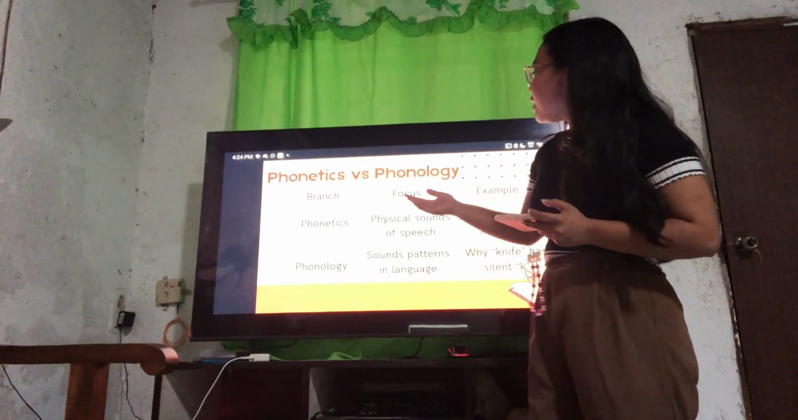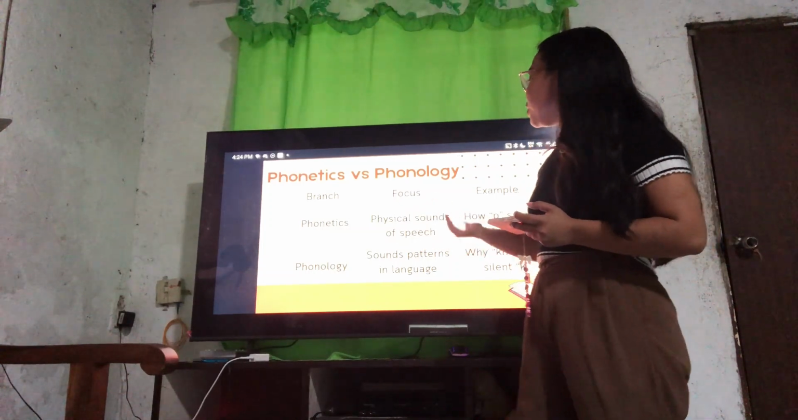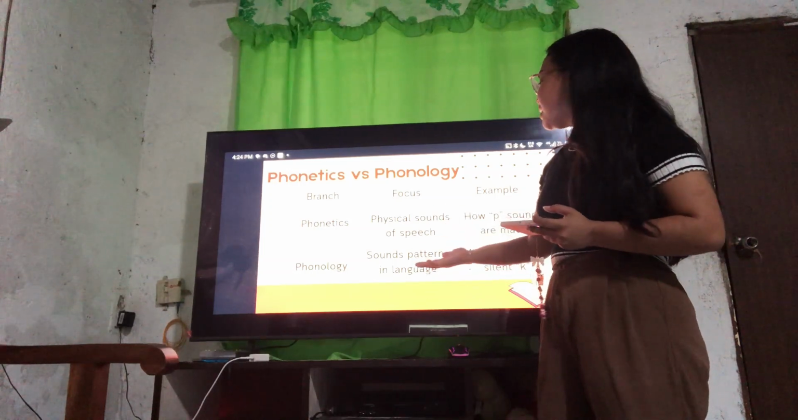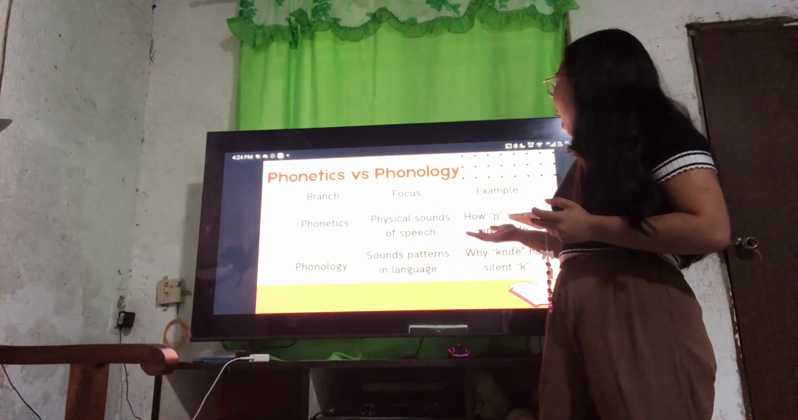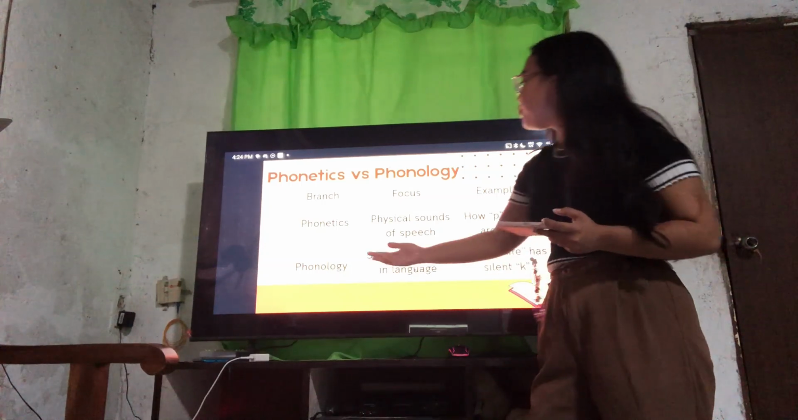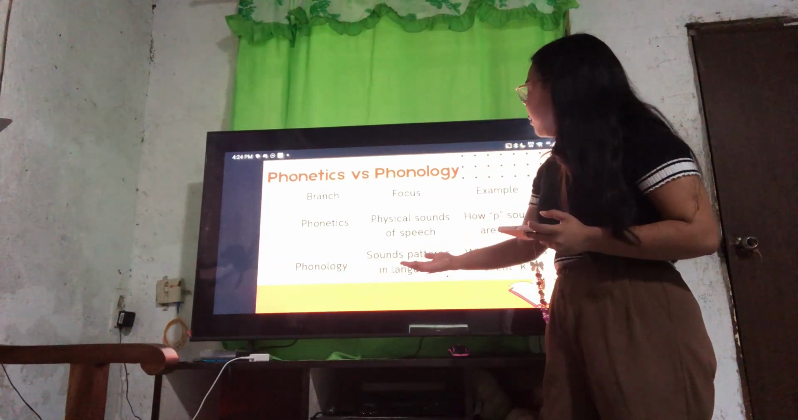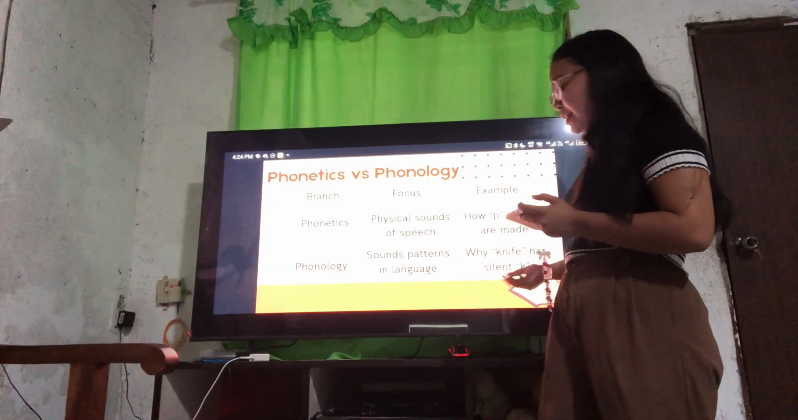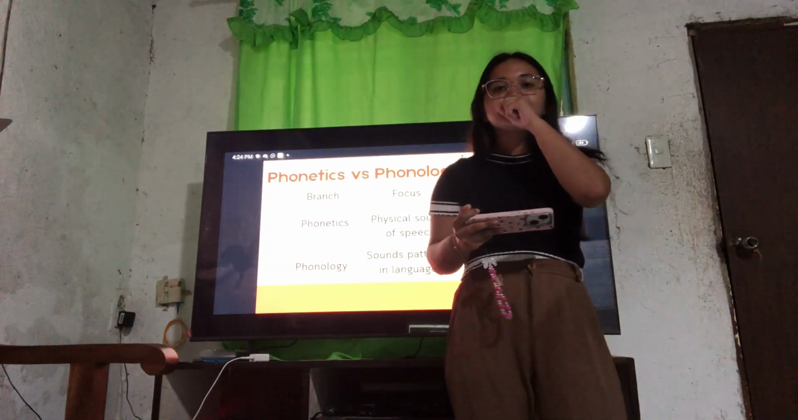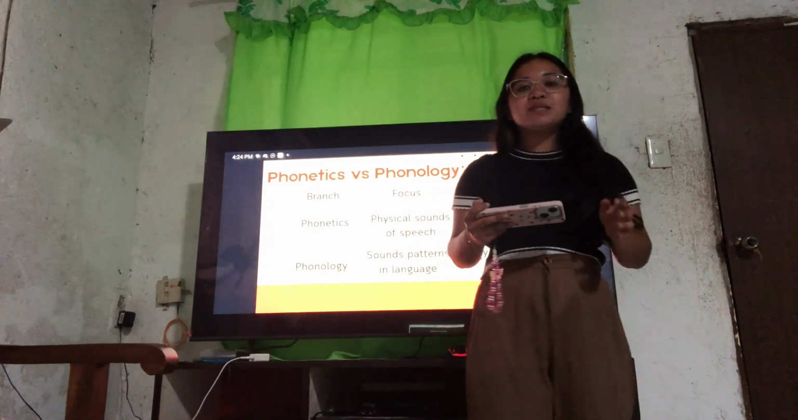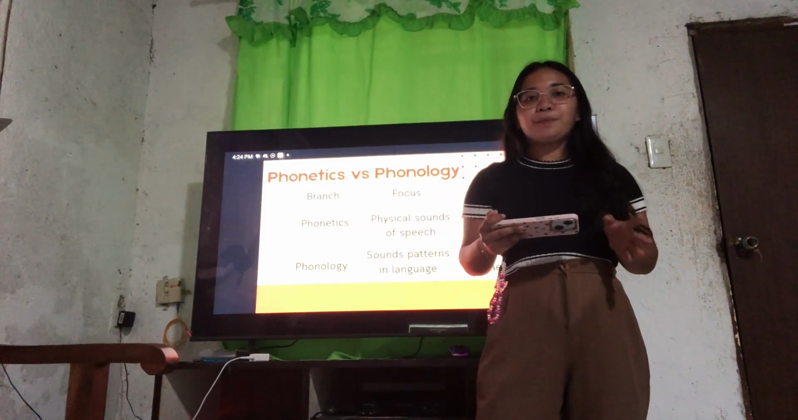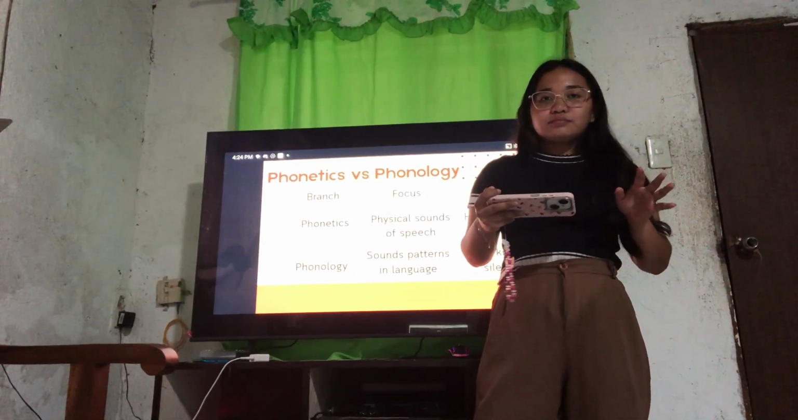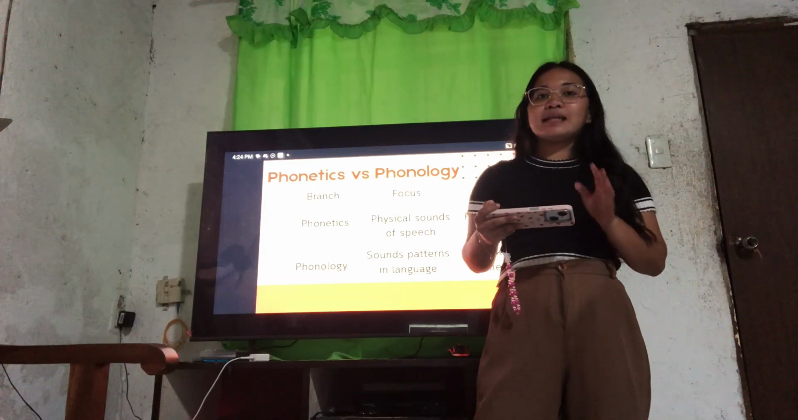Next one we'll compare is phonetics versus phonology. The branch is phonetics. The focus of phonetics is physical sounds of speech, and an example is how P sounds are made. Next branch is phonology. The focus is sound patterns in language. The example is why "knife" has a silent K. Phonetics: physical sounds of speech, how P sounds are made. Phonology: sound patterns in language, like why "knife" has a silent K.